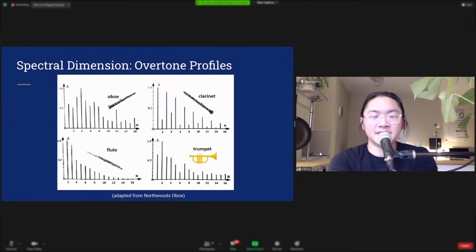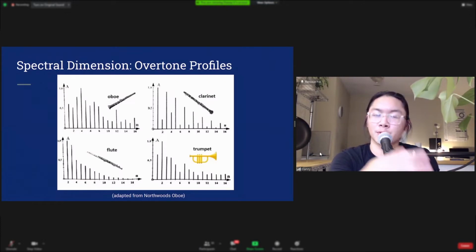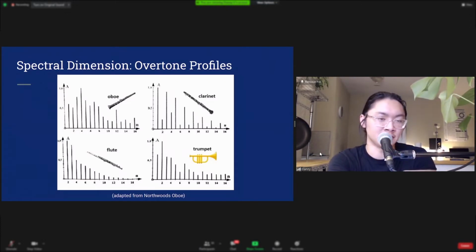So different instruments have different overtone profiles. We can see on this diagram, in the top left, oboes have higher energies at the fourth harmonic, whereas clarinets here on the right have higher energies at odd harmonics. So the first, the third, the fifth, the seventh. Flutes have pretty steadily decreasing energy levels with increasing harmonics. And trumpets, you can see here, have higher energy at their second harmonic.